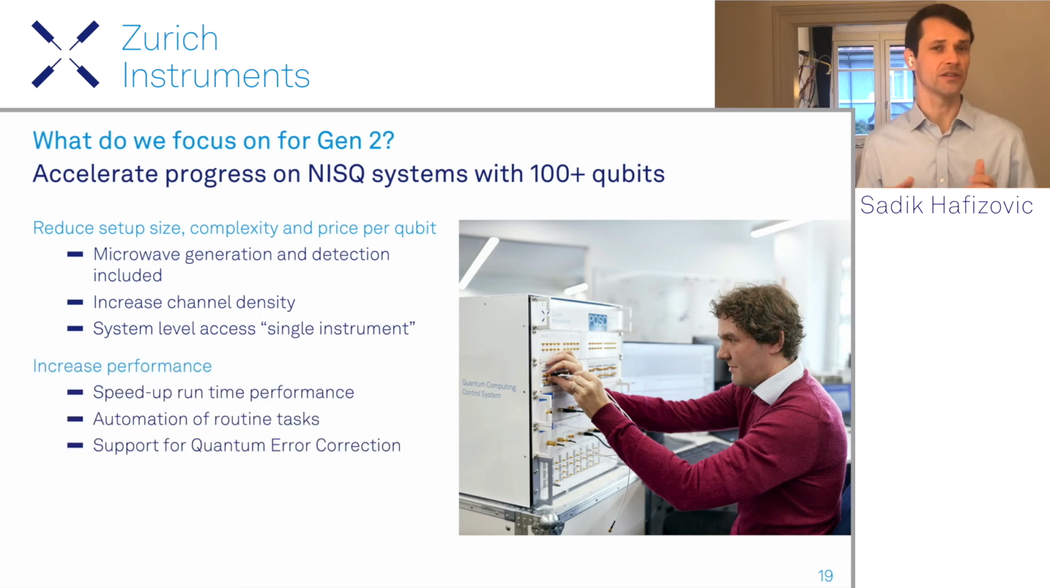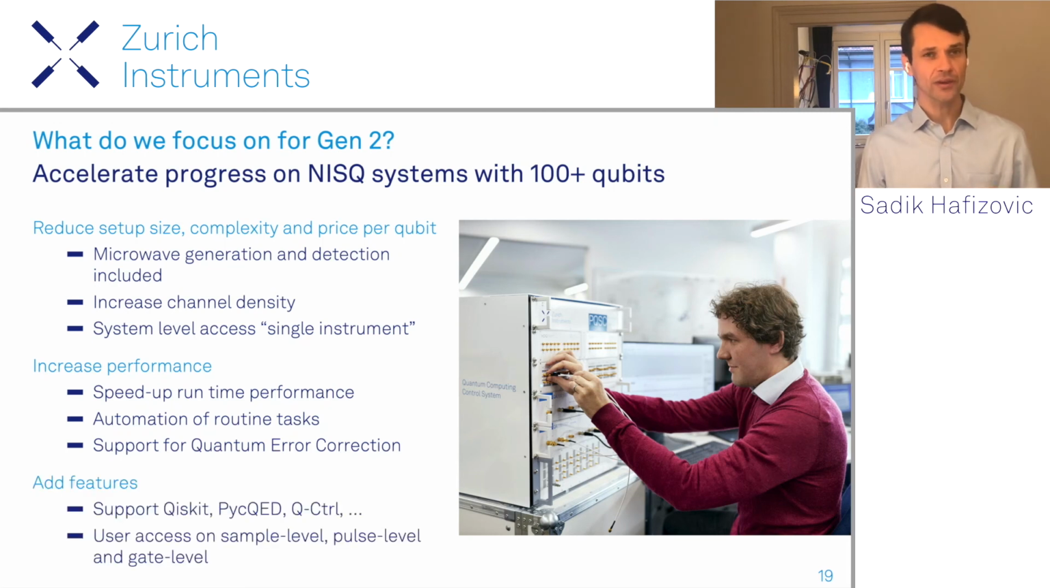We increase performance, which is particularly important when going to more qubits. Configuration and runtime have to be adequate for those bigger systems. Automation of routine tasks like calibration is also something that needs to be implemented on lower levels for performance reasons. Support for quantum error correction is key, maybe not the biggest challenge today, but it will come and the quantum computing control system will be ready for it. We add features. One strategy that we have here is we're open to different upper levels of the quantum stack. So we integrate the value that Qiskit and Q-Control, for example, generate into our control system.